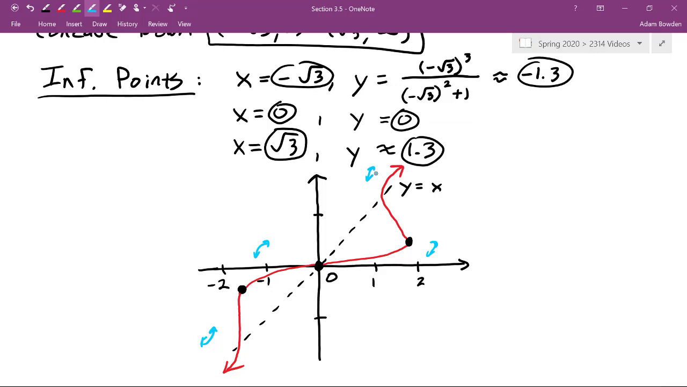Notice how I had to cross through the slant asymptote a few times. I was kind of forced to do that in order to make the shape the right way. And it's okay to cross a slant asymptote. It's just the vertical asymptotes that we never cross.